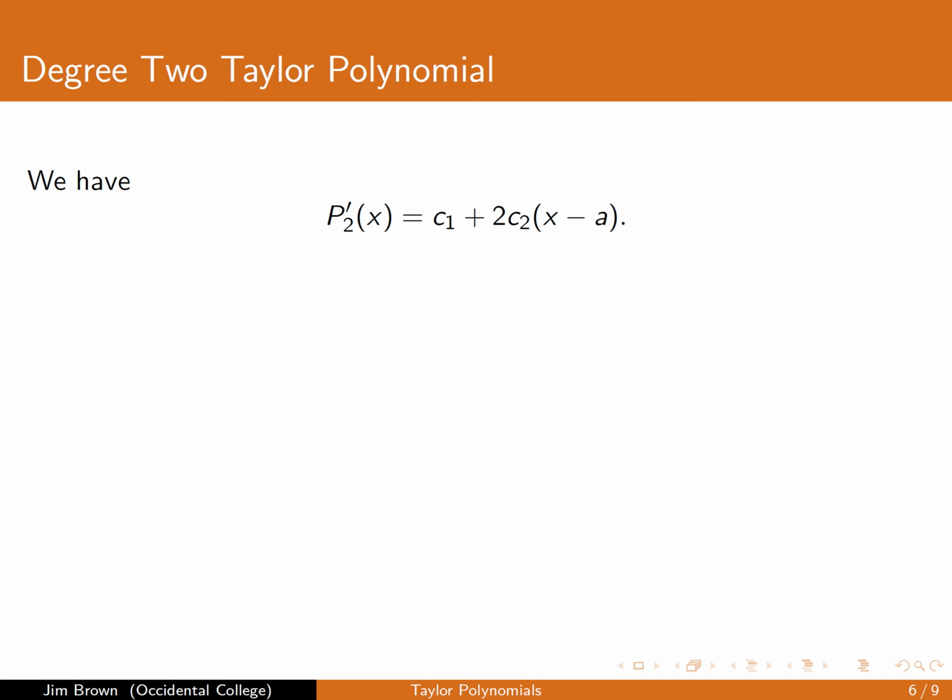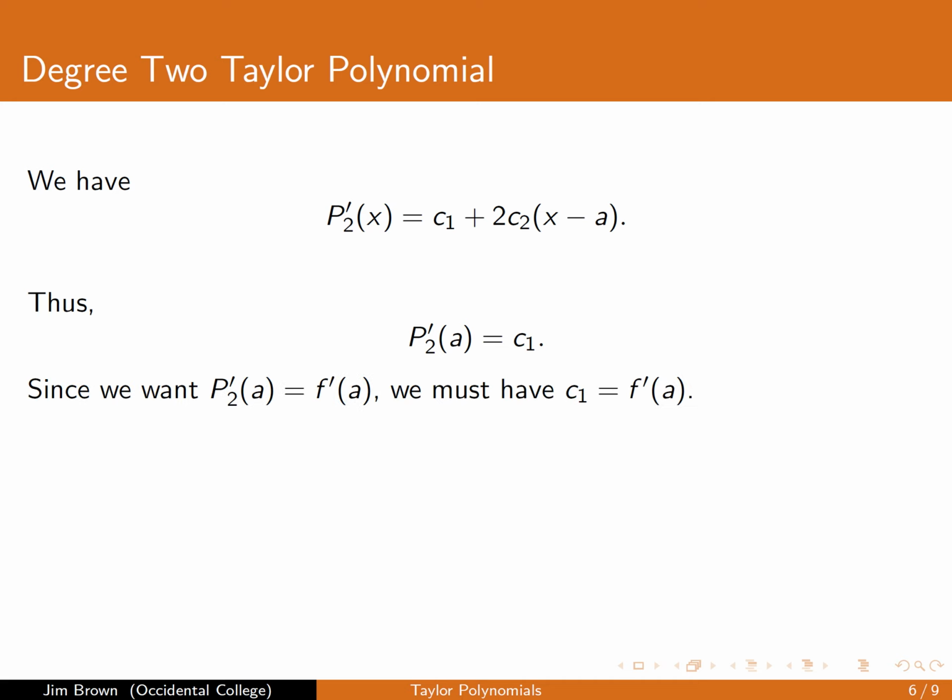Now if we take the derivative of P2 of x, we're going to get C1 plus 2 times C2 times x minus a. Now we use the fact that we wanted P2 prime of a to be equal to f prime of a. So in particular, if I plug in a, that second term is going to go away because I get an a minus a term. And then I know that I want this to be equal to f prime of a. So that tells me C1 must be equal to f prime of a. So that gives us our second coefficient.